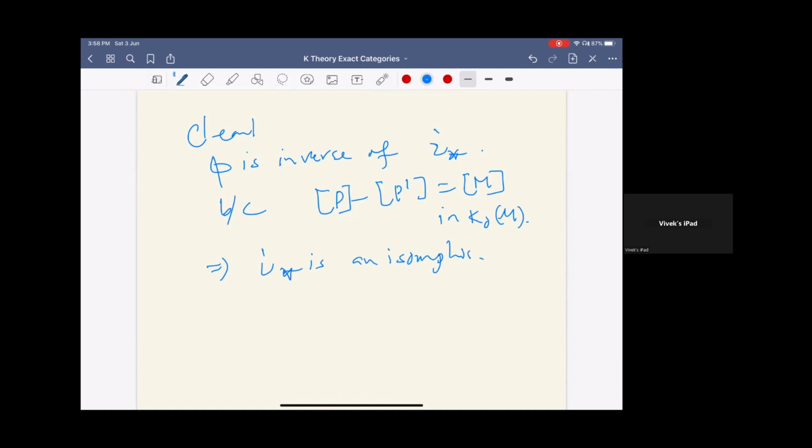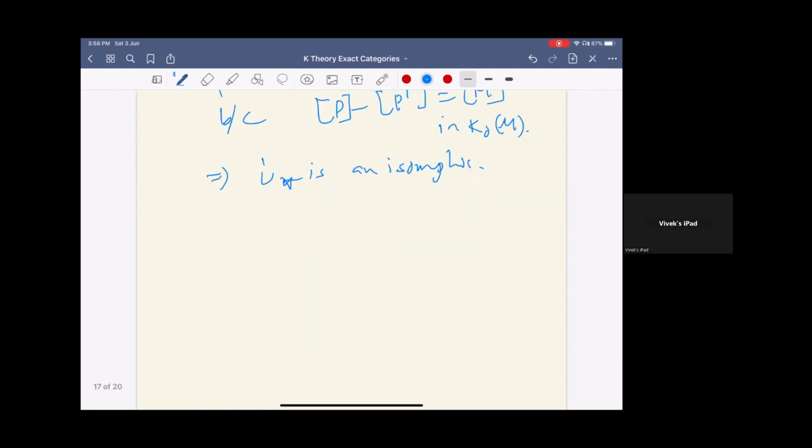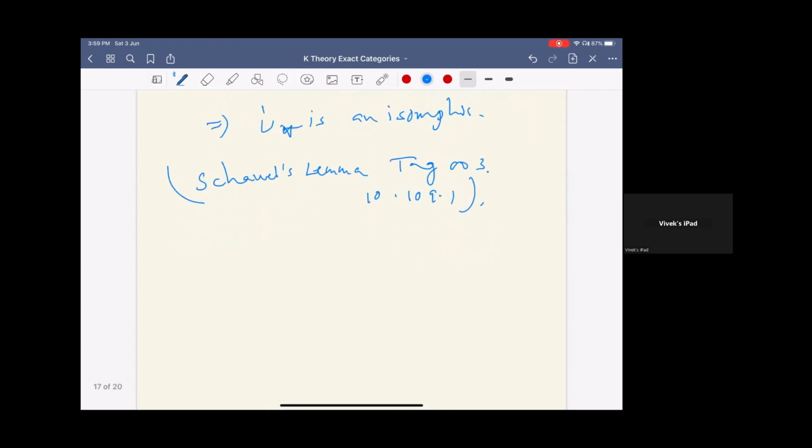But how to check this is well defined? The only technical part is to check the well-definedness. In the case of modules, this is called the Schanuel lemma. You can check this lemma in the Stacks Project. What it says, in the case of a ring actually, but for the category, the proofs are dual.